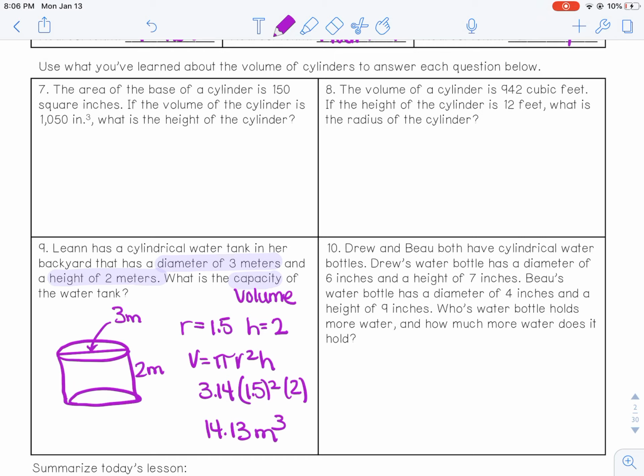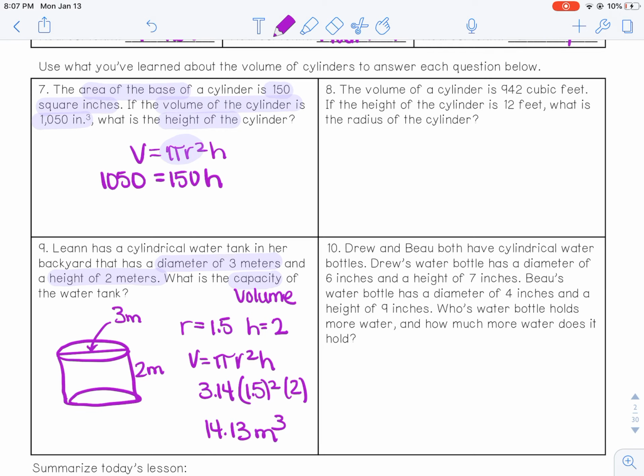7 and 8 get a little bit harder because it says the area of the base of a cylinder is 150 square inches. Okay, so area of the base, 150 square inches, and the volume is 1,050 cubic inches. We need to know what is the height of the cylinder. Okay, so my formula, V equals pi r squared h. Well, I know that this part right here is the area of the base. So they said the area of the base is 150. So I'm just going to replace that with 150. They said that the volume is 1,050. So I'm going to replace V with that. And I have to find height.